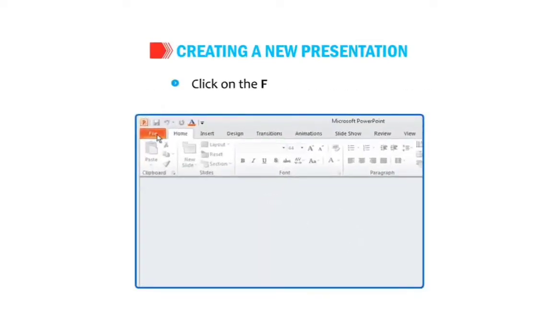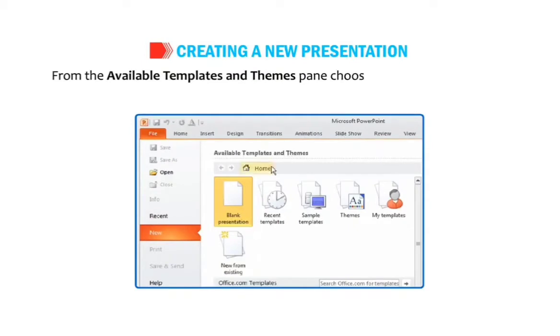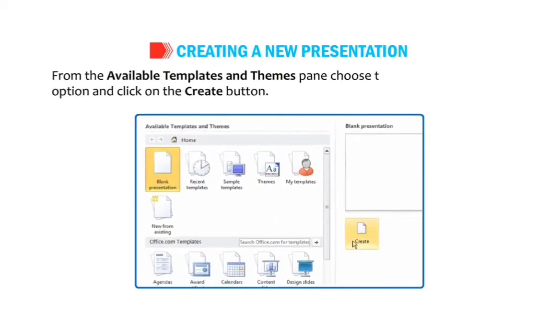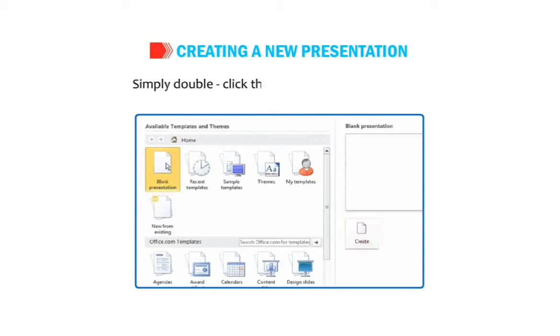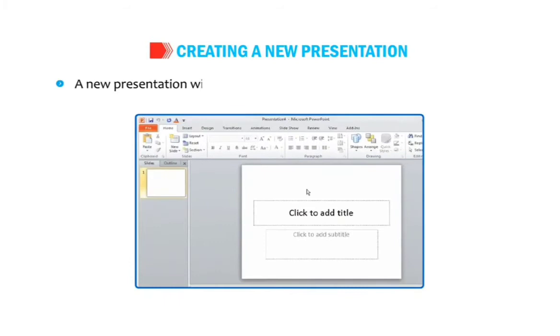Creating a new presentation. To create a new presentation, follow the given steps. Click on the File tab, New option. From the available templates and themes pane, choose the blank presentation option and click on Create button. Or simply double-click the blank presentation option. A new presentation with a blank slide will open in PowerPoint window.